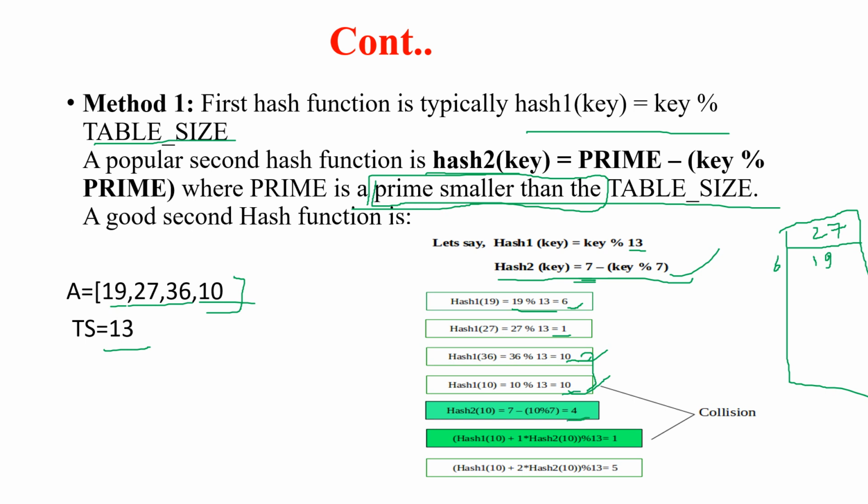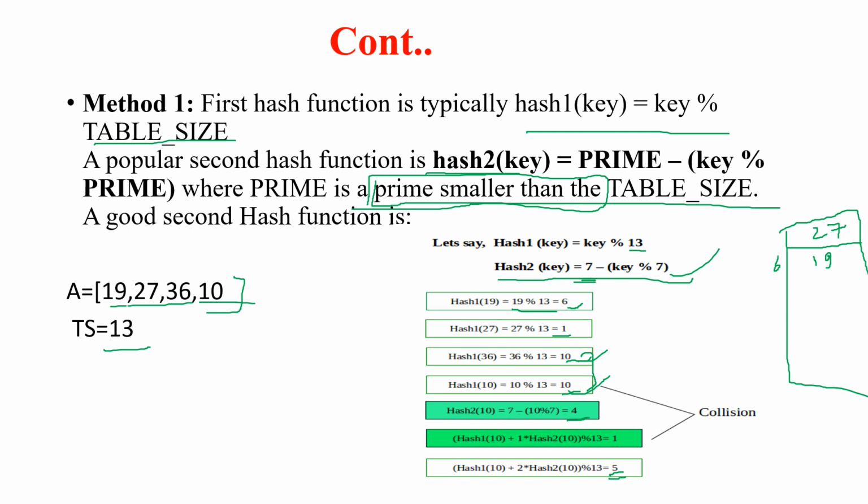Now apply double hashing. In double hashing, what are we doing? First index plus second index into i. The first index is 10, plus the second index 4 into the i value. I assume i is 1; if i is 0, you will get the same answer as the first index. Then take modulus table size. If I do that, the total value is 5. Now check: you haven't used the 5th index so far, so the 5th index is free, and 10 is going to be stored at the 5th index.